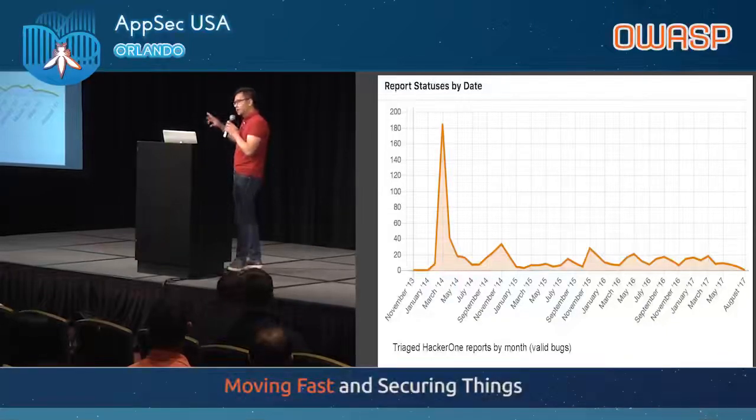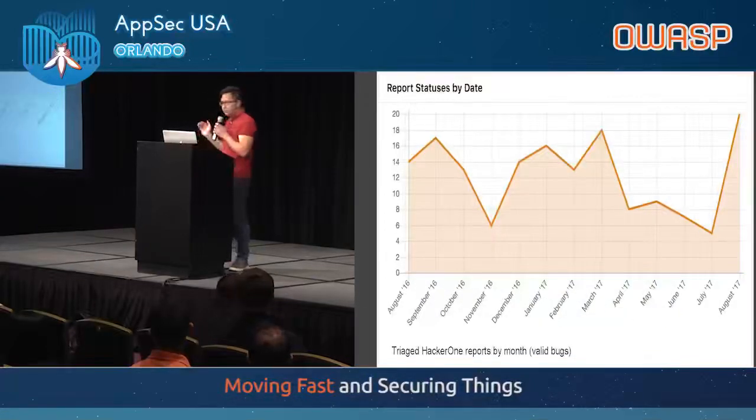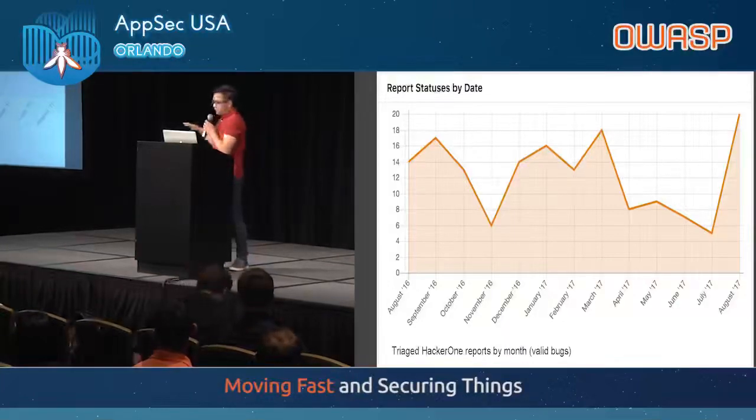This is the number of the real bugs that we received from the bug bounty program. So a little bit less, but the pattern of the graph is actually similar, or the same. And I wanted to highlight this time frame, which is the last 12 months, from August last year to August this year.